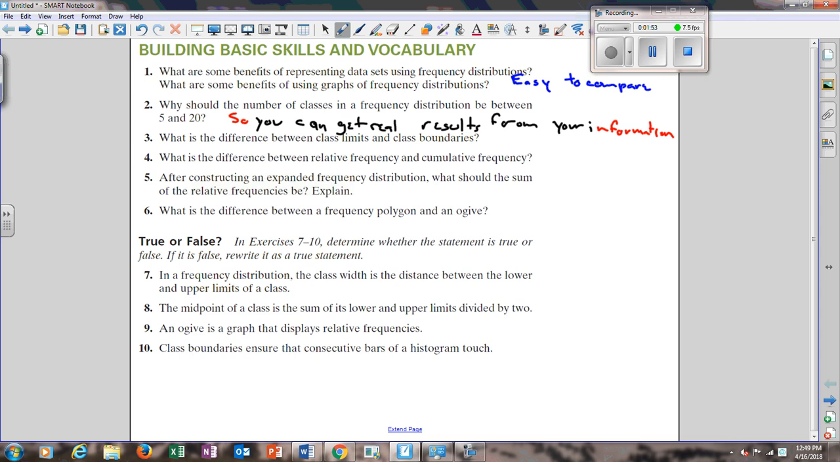What is the difference between class limits and class boundaries? Remember, the class boundaries are falling between categories or fall between classes.